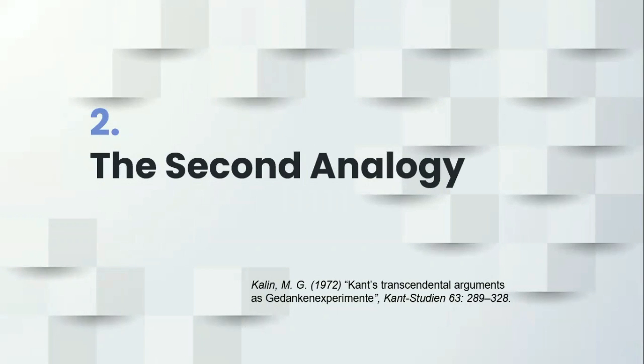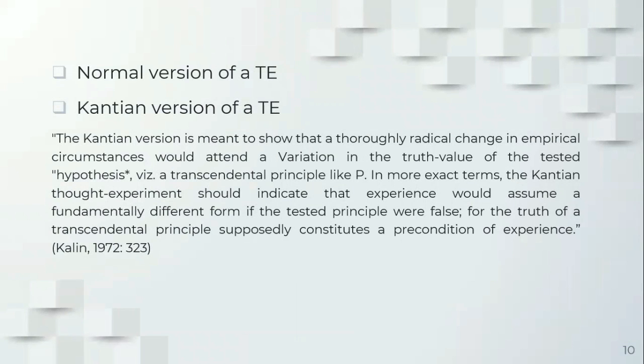Turning from the pre-critical to the critical stage of Kant's philosophy, we come to the case of the second analogy. At this point, there is no need to build a case for showing how it is a thought experiment, or at least I'm not going to do it, for that work was already done by Martin Kalin in his 1972 article, Kant's Transcendental Arguments as Gedankenexperimente. Here we are concerned only with Kalin's distinction between what he calls a common and a Kantian thought experiment, a normal version of a thought experiment and a Kantian version of it.